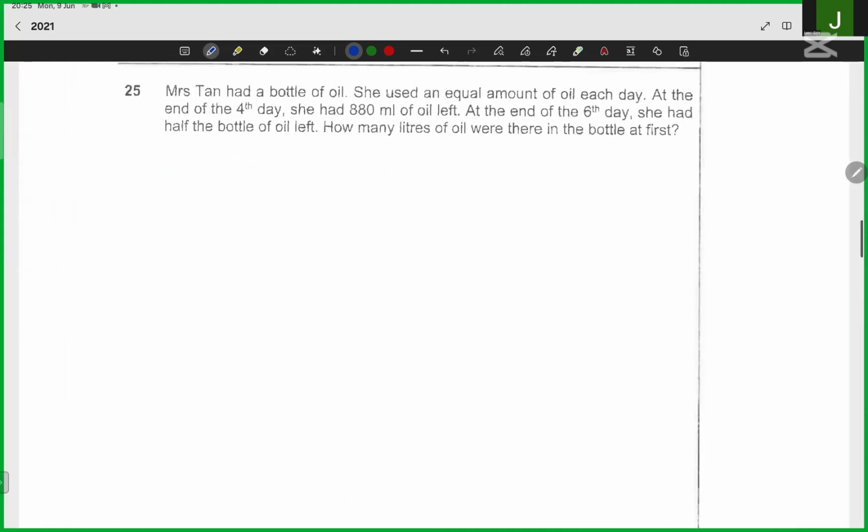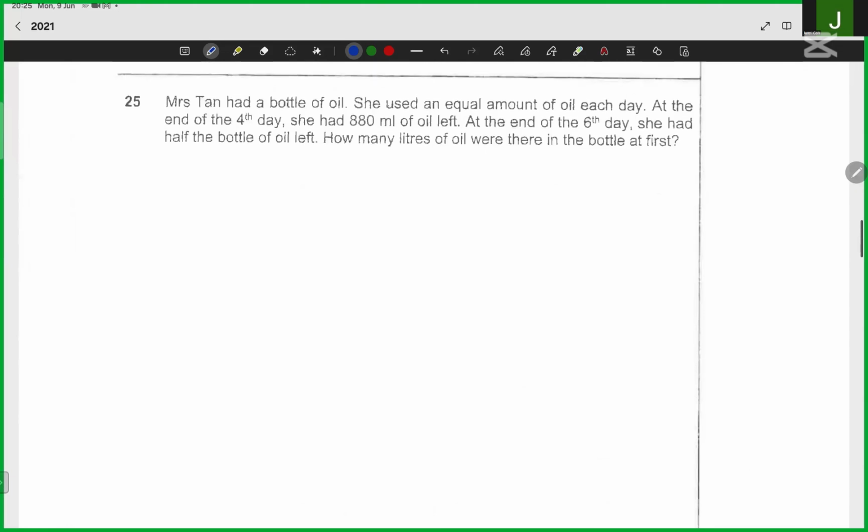Now 25, I think this kind of question you all have a lot of problem with. Okay, this is actually a fraction problem. Mrs. Tan had a bottle of oil. She used an equal amount of oil each day. At the end of the 4th day, she had 880 milliliters of oil left. At the end of the 6th day, she had half the bottle of oil left. Okay, how many liters of oil were there in the bottle at first?